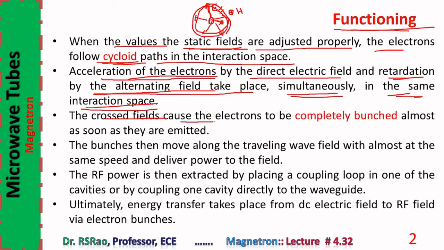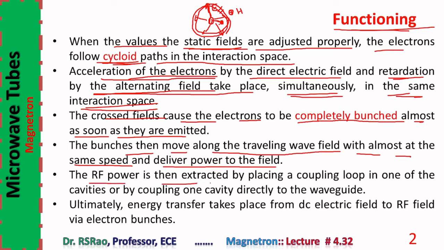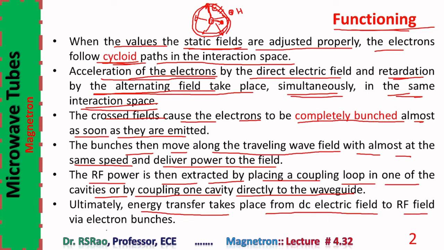The crossed fields cause the electrons to be completely bunched almost as soon as they are emitted. The bunches then move along with the traveling wave field at almost the same speed and deliver power to the field. The RF power is then extracted by placing a coupling loop in one of the cavities or by coupling one cavity directly to the waveguide. Ultimately, what is happening here is energy transfer from the DC electric field to the RF field via electron bunches.